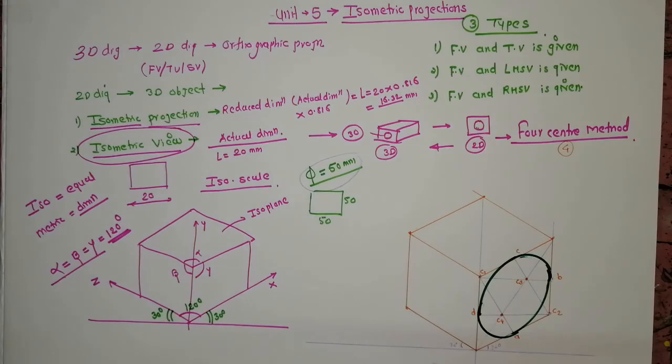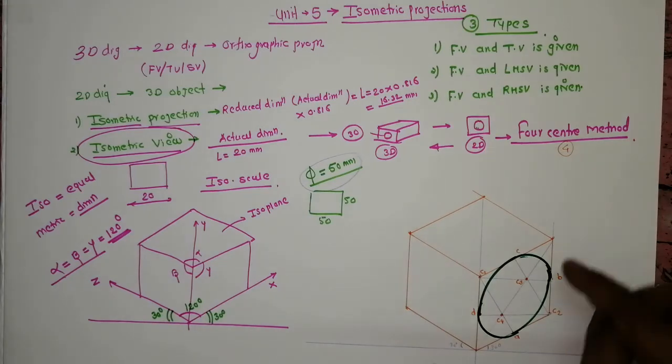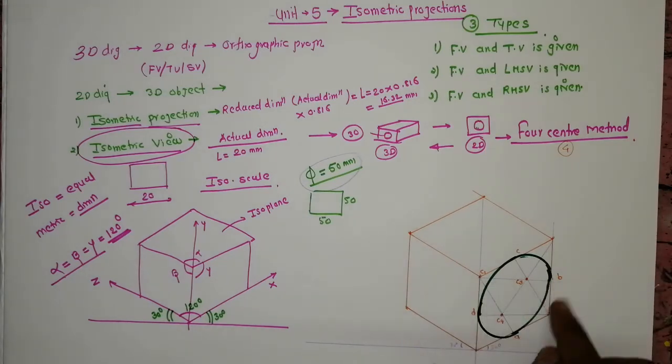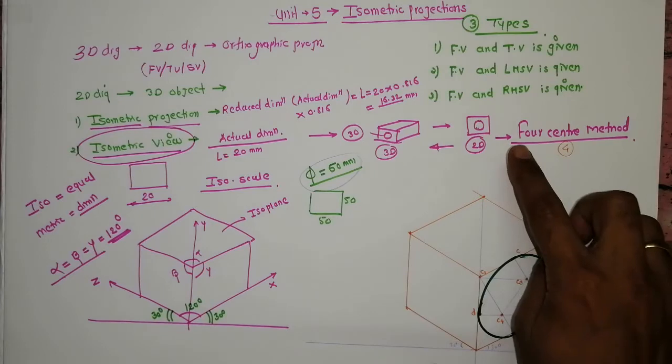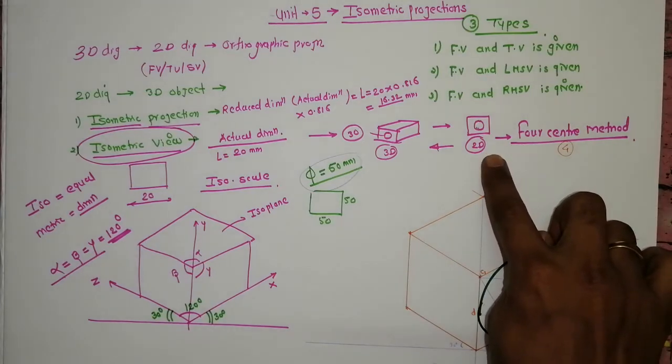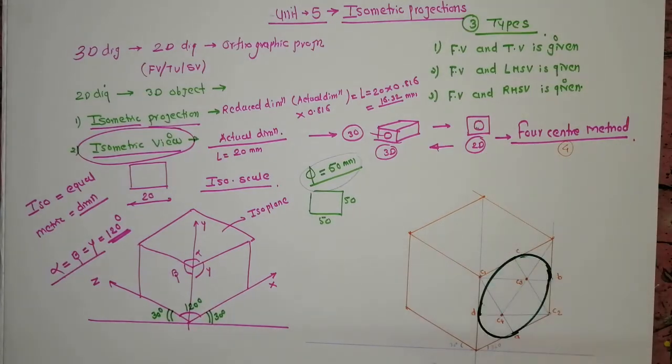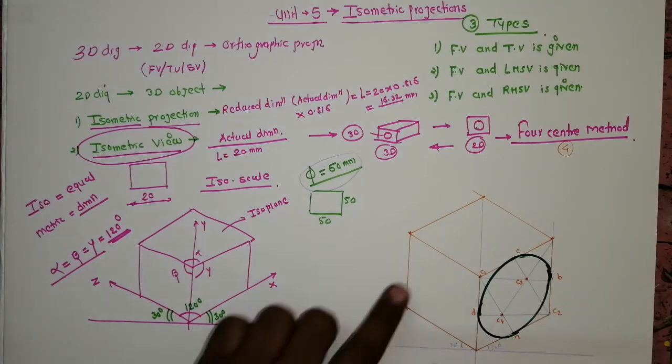Okay, so the 50 mm using center C1 arc between A and B, using center C2 arc between C and D, C3 center arc between B and C, and C4 center arc between A and D. So that 50 mm diameter circle appears as an ellipse here. So this is the method of conversion of the circle in two-dimensional drawings onto the isometric view or isometric plane. Now we'll try the same method on this plane.